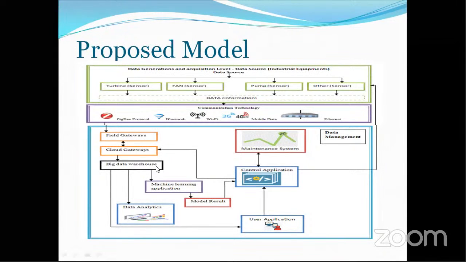Then we store the data in the big data warehouse. Here we perform the big data analytics, basic analytics, prepare the machine learning model, and check the machine learning model result. This result goes to the control application directly to give the signal to the turbine sensor, like an actuator. And this is the user application. Here the user sees the analysis result, the prediction result, and all other things. Thank you.